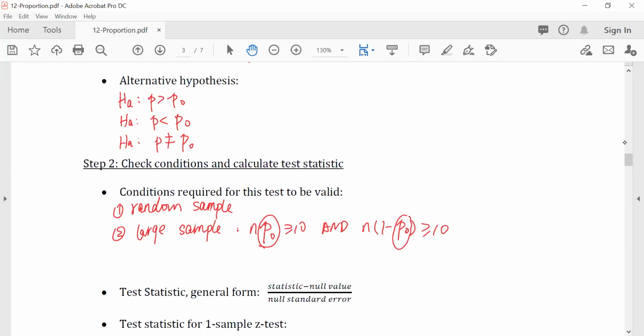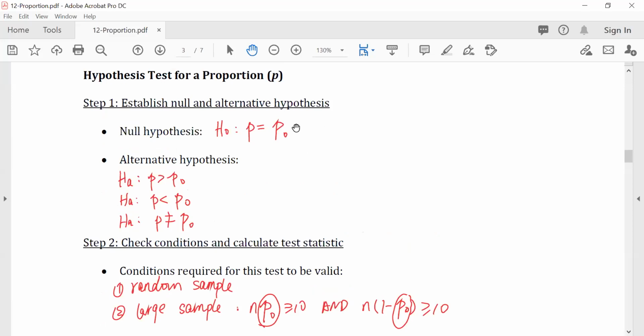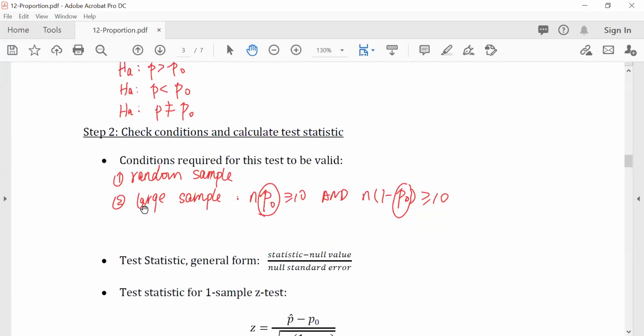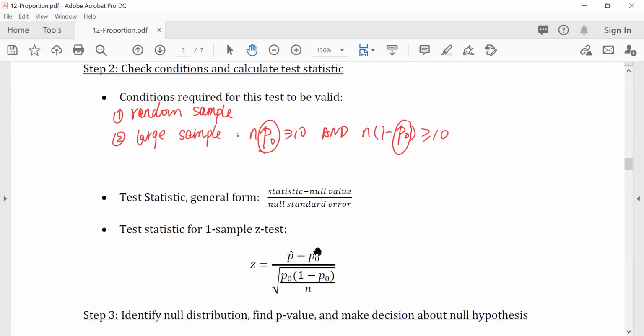A common mistake that I've seen before is they use the p hat, which is the sample proportion, when checking the conditions. That's not correct. You need to use the null proportion that you are establishing here. Now, after we have the conditions met, we will calculate the sample z test statistic using a formula like this. And again, here is p null in your denominator.